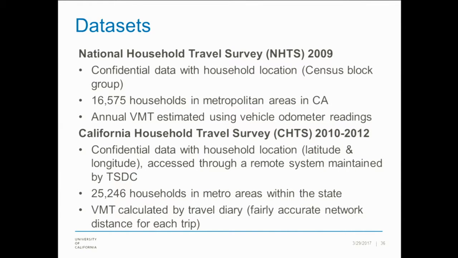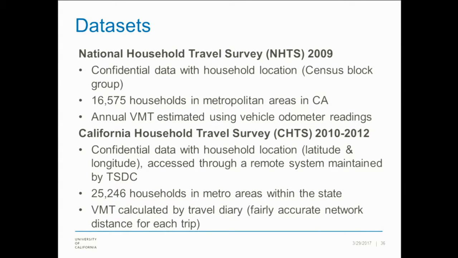Maggie, if you can just go ahead and put up all the bullets at once for this one. There are two data sets that we relied upon that are a little different from each other. The first one is the National Household Travel Survey, which was conducted in 2009, and it was conducted across the United States, but it also had a pretty big sample within California.